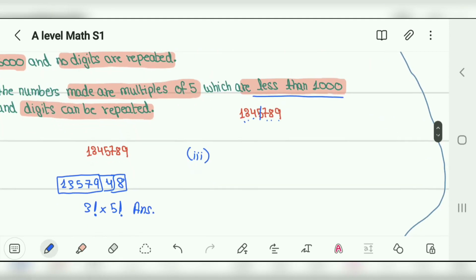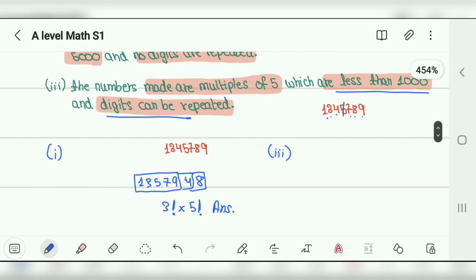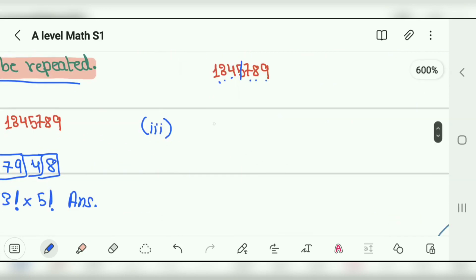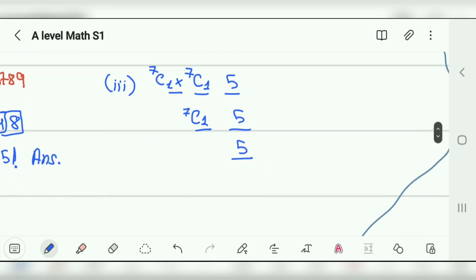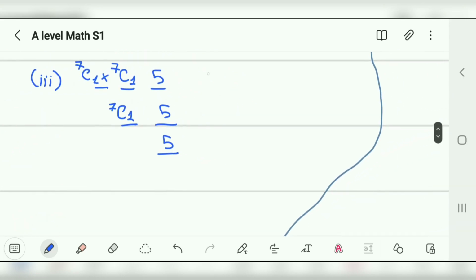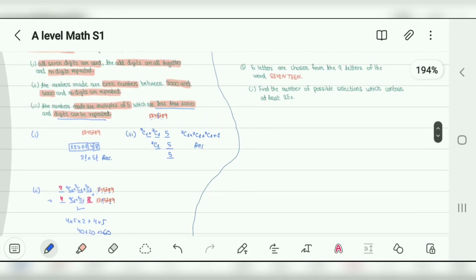It says less than 1000 and digits can be repeated. Since it says less than 1000, which means this comes 5 5 5, and digits can be repeated, so 7C1 multiplied by 7C1, here 7C1, and there you go. So we got 7 7 49, 7C1 multiplied by 7C1 plus 7C1 plus 1. This is the answer. Okay, so this is done.